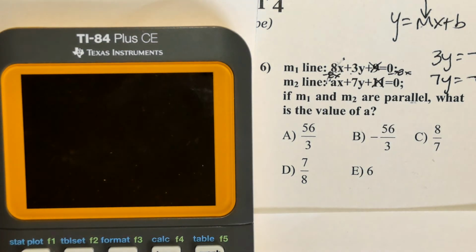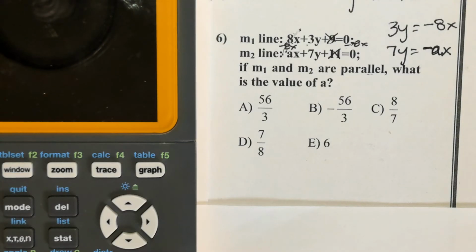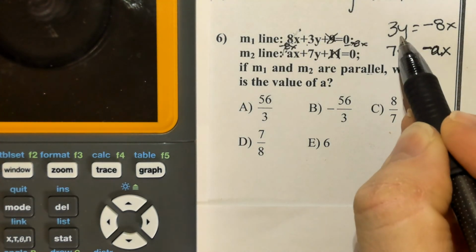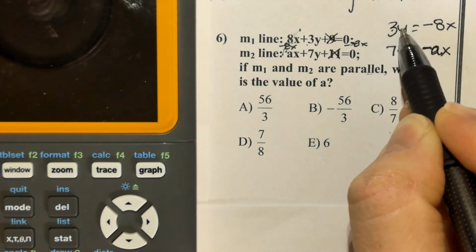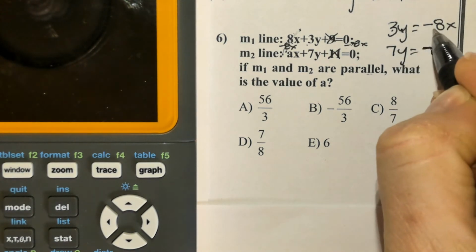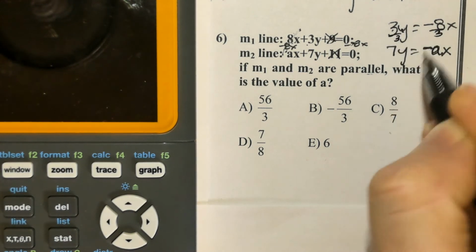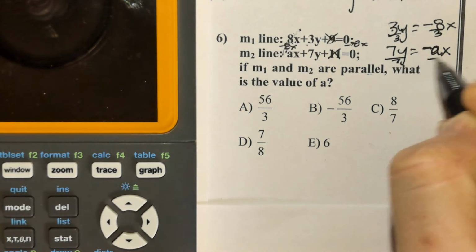How is this going to help us find out what a has to be? Well, I'm going to set up two fractions and set these two ratios equal to one another. Okay, the next thing here is I'm going to isolate the y, or get y by itself. Opposite of multiplying is dividing, so I'm going to divide both sides by 3. In this case, I'm going to divide both sides by 7.